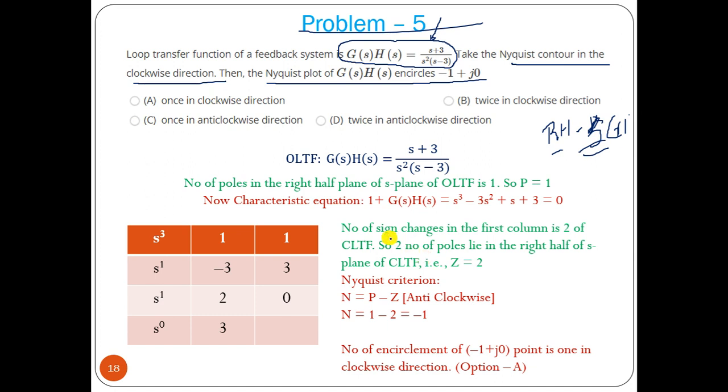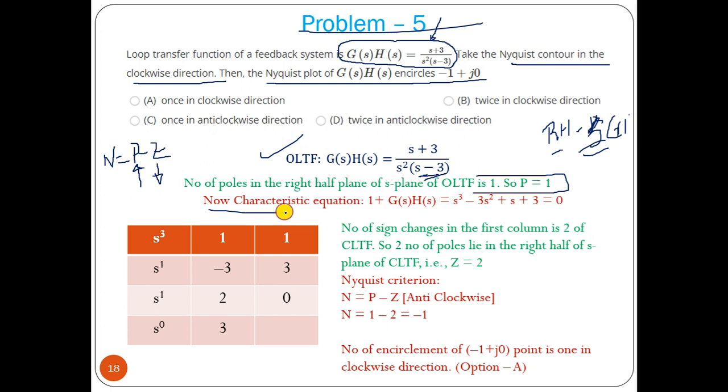We know the open loop transfer function, and here we can see we have one pole on the right half of the S plane. So p equal to 1. We know the p value, and the formula by which you have to find the rotation: n equal to p minus z. P is known from the open loop transfer function, and we have to find z. Z is the number of poles of the closed loop transfer function.